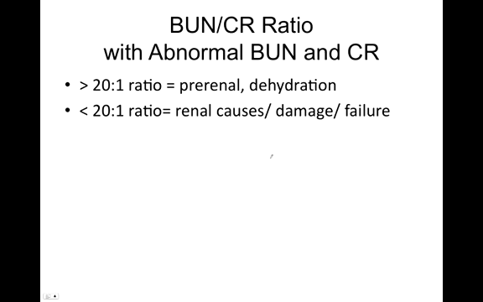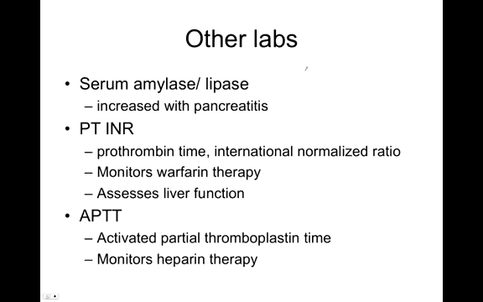So if you have an abnormal BUN and creatinine, and they're both elevated, you can see if it's related to a pre-renal cause or dehydration. So if you check the ratio, BUN to creatinine, and it's greater than 20:1, it's usually a pre-renal problem or dehydration. And if it's less than that, it's usually a renal cause. So we'll look at that in an upcoming lab here.